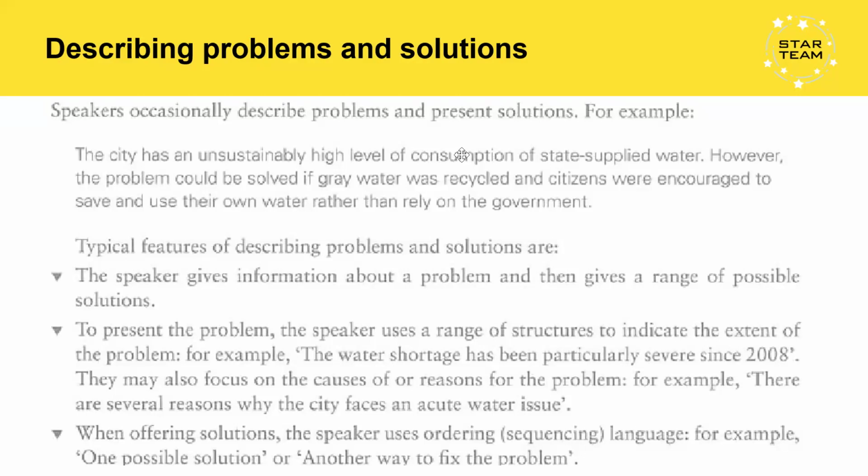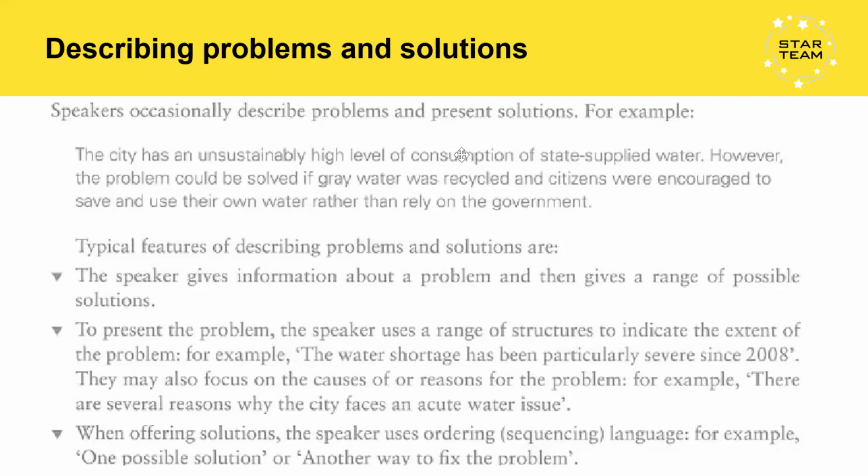and solution. So typical features of describing problems and solutions, they are: first, speaker gives information about a problem and then gives a range of possible solutions. Часто следом за описанием проблемы сразу же идет a range of possible solutions. It means целый спектр возможных решений этой проблемы. Next one. To present the problem, the speaker uses a range of structures to indicate the extent of the problem. Для того, чтобы представить проблему, спикер часто использует целый range, да, целый спектр структур для того, чтобы показать степень проблемы. Например, the water storage has been particularly severe since 2008. Да, severe показывает серьезный. And we can understand that it's a serious problem.